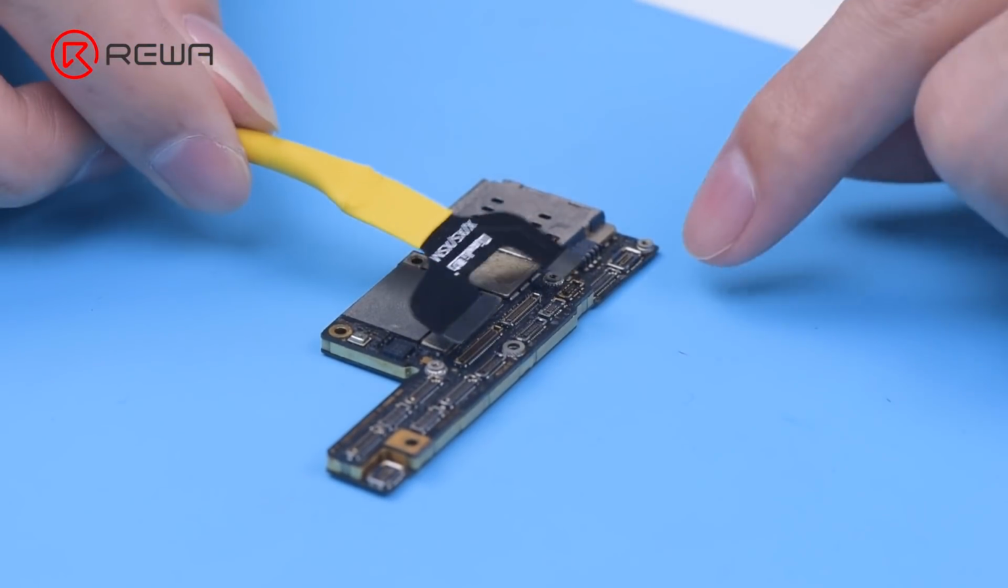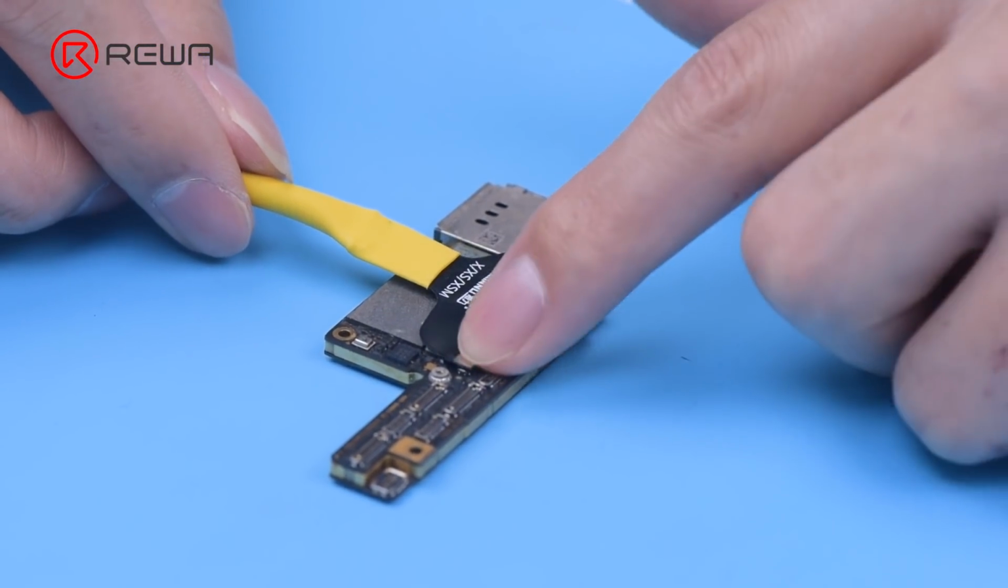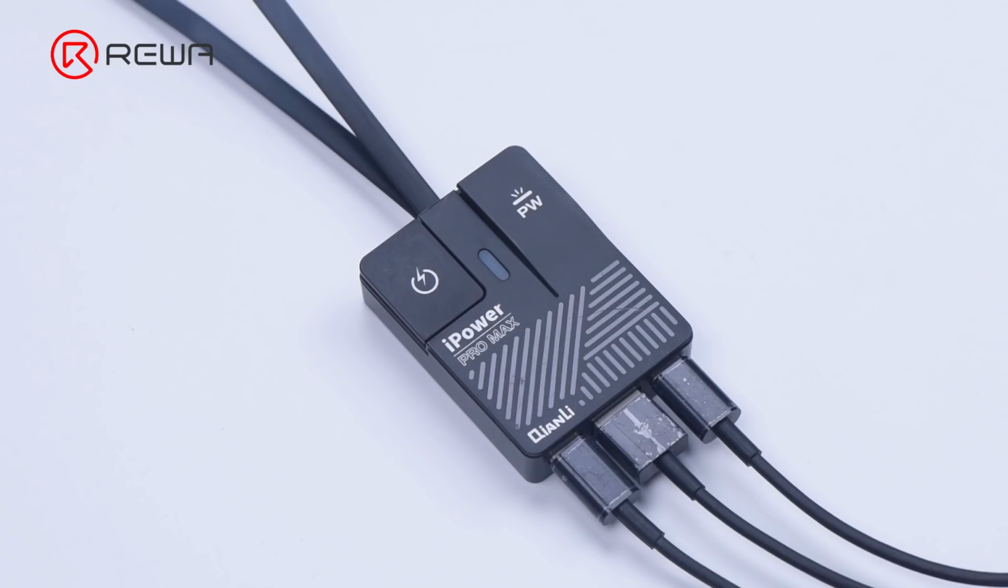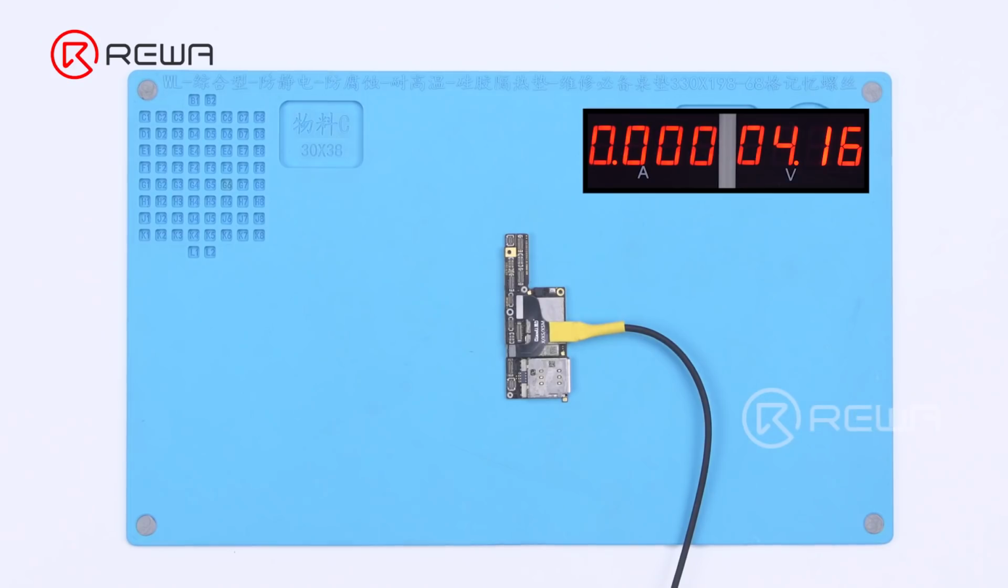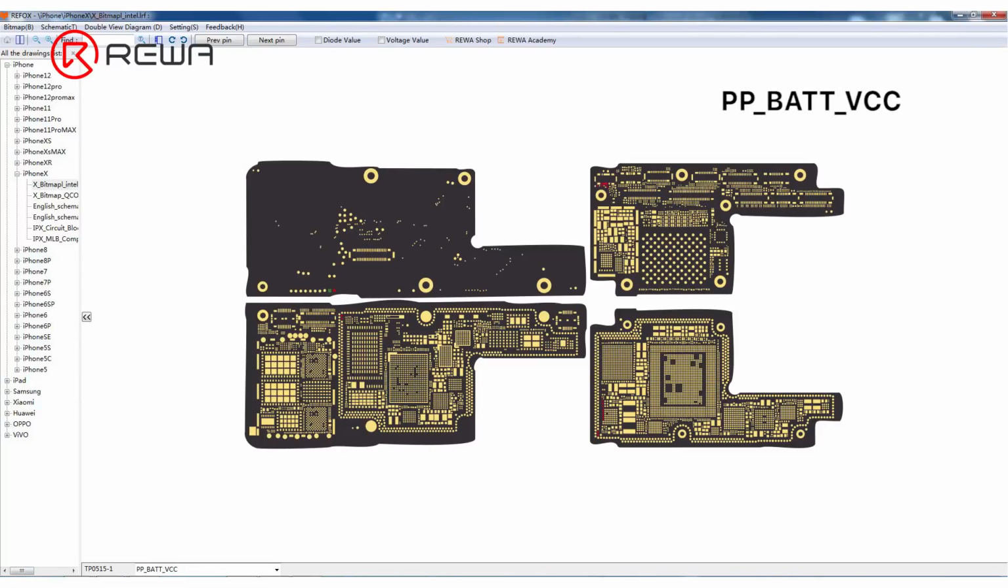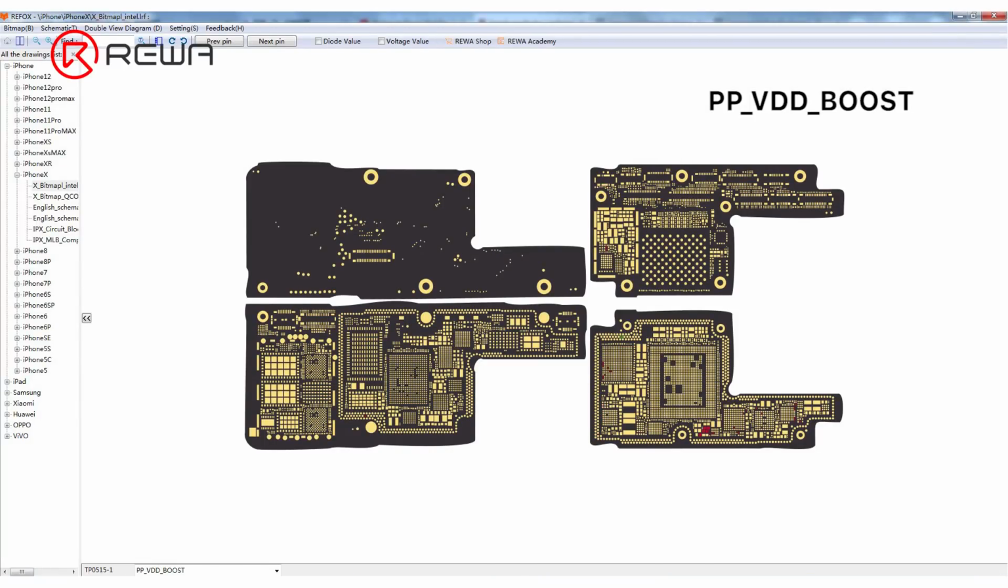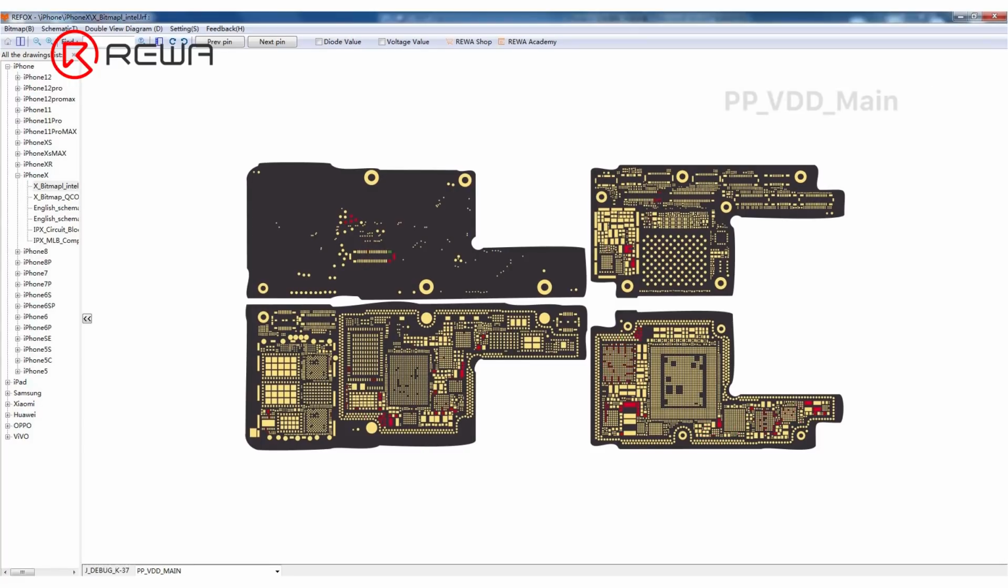Next, we check the current by powering up the motherboard with a DC power supply. The motherboard has a current leakage of 186 mA. If the motherboard shows a current leakage after being powered up, we can measure the following power supply circuits to find the faulty part.